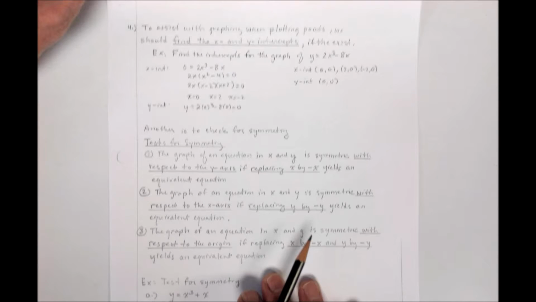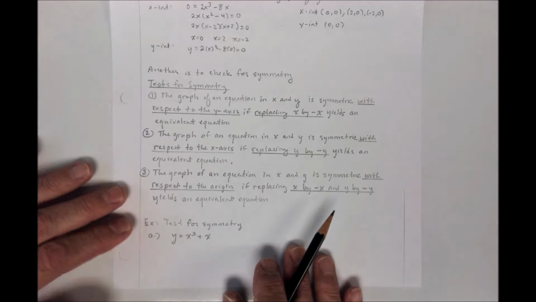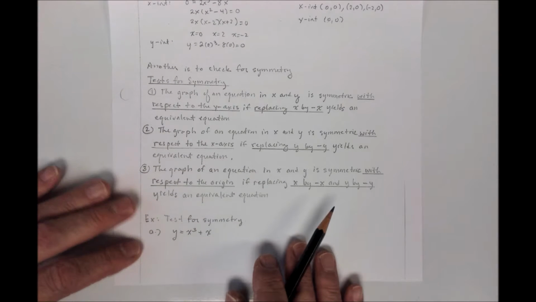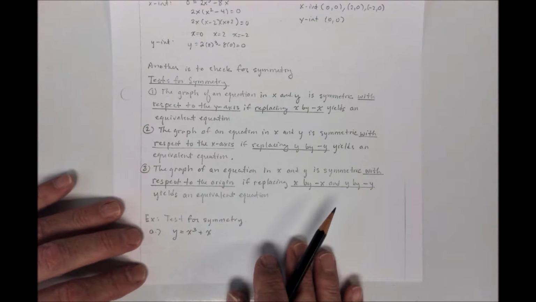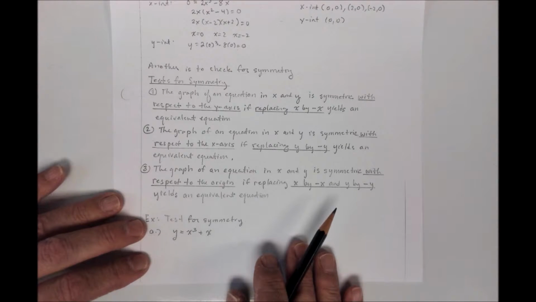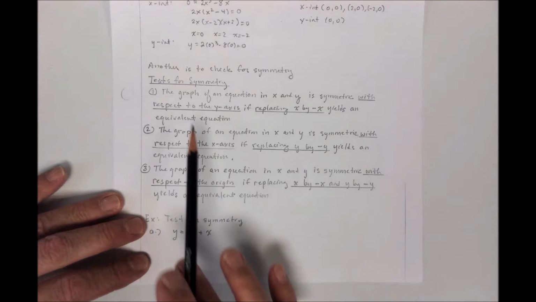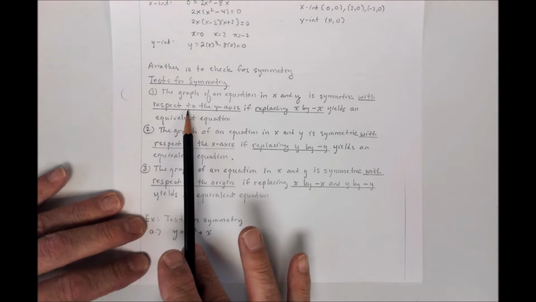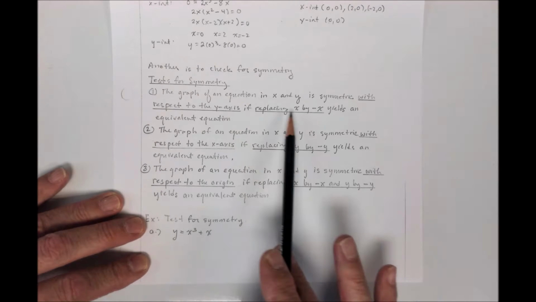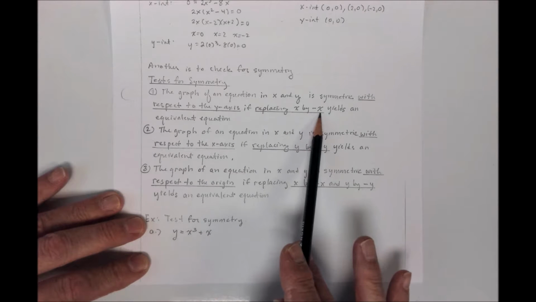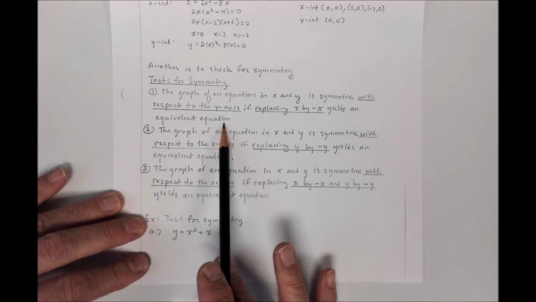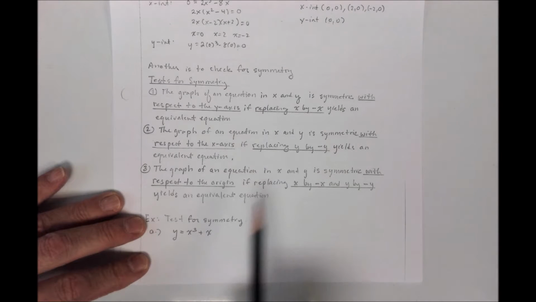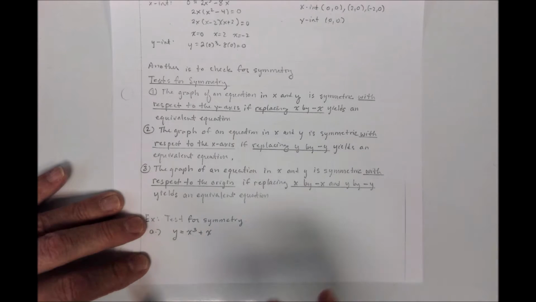Another really useful idea is the idea of symmetry. Now students don't normally like to test for symmetry because it takes a while. The tests are written down here nice and neat for you. The test for symmetry: a graph of an equation in x and y is symmetric with respect to the y-axis if replacing x by the opposite of x yields an equivalent equation, which means I replace the x with the opposite of x, I get right back to the original problem when I simplify. That means I have symmetry to the y-axis.